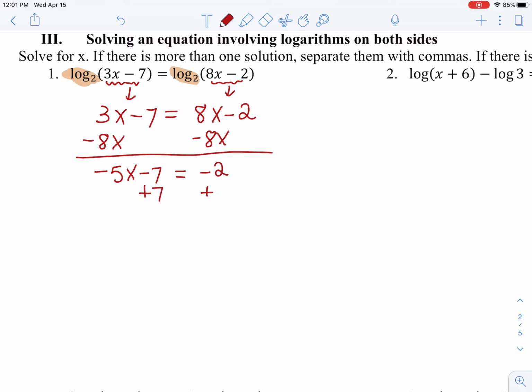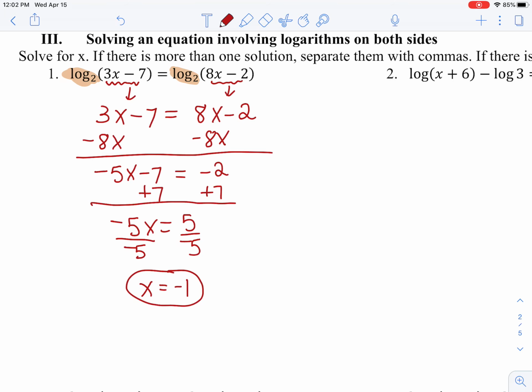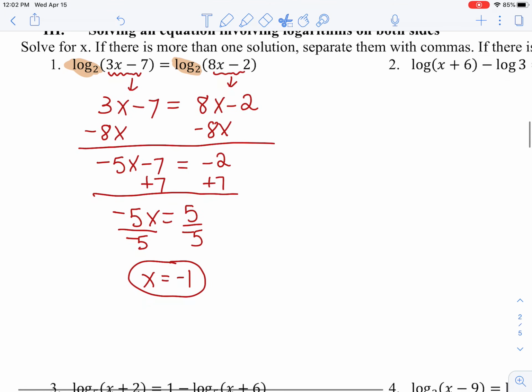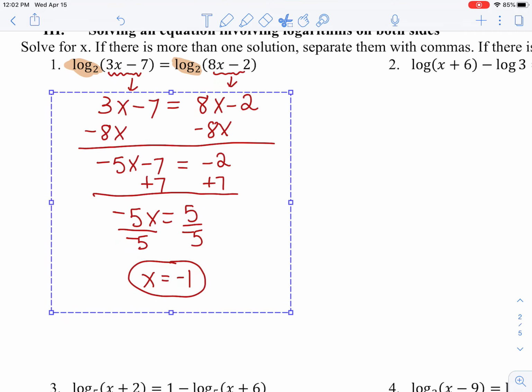I will get negative 5x minus 7 equals negative 2. Let's add 7 to both sides. We get negative 5x equals what? Oopsies, not negative 5, positive 5. If I divide that by negative 5, I will get x equals negative 1. Okay, so that's going to be, well, here's the thing though.